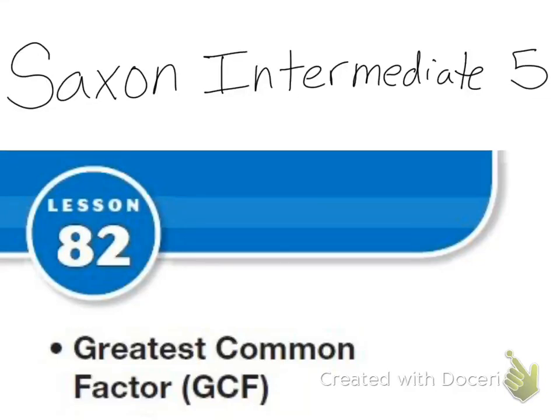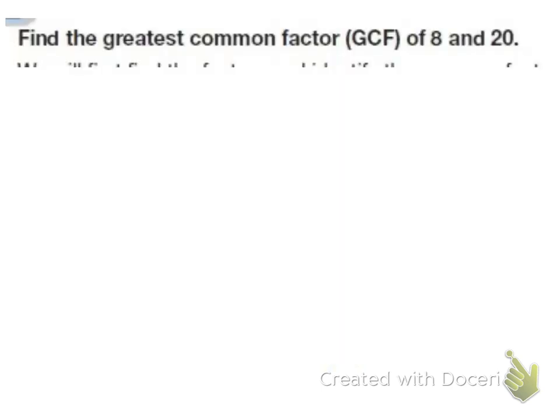Hi everyone. Today's lesson is lesson 82, Greatest Common Factor, or GCF. We've been practicing finding common factors. The greatest common factor is the biggest number that is a factor of both numbers. We use the abbreviation GCF, so we don't have to write out greatest common factor.